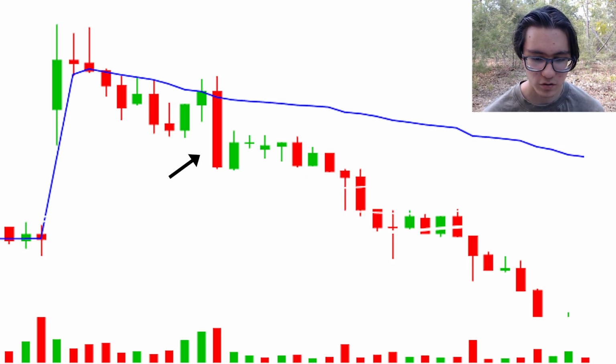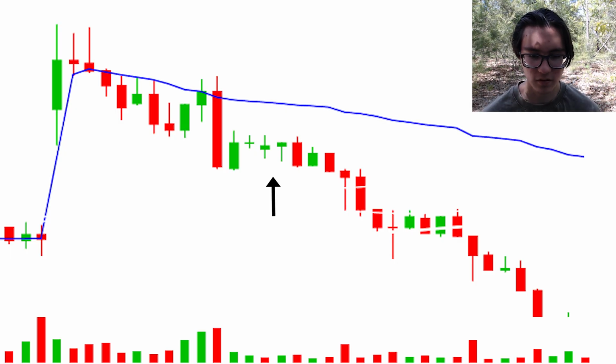And if buyers were strong, they would be able to engulf this red candle and start driving price back up to VWAP. But that does not happen, and the price just compresses for the next 6 candles. So that's kind of how you should be thinking about price action in real time.